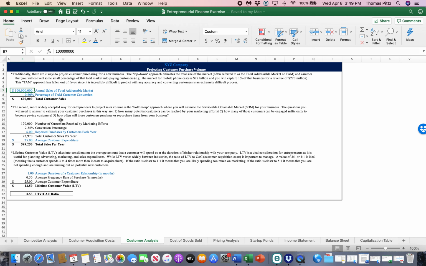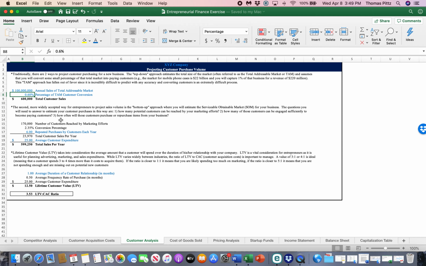So let's say, and I have no idea if this is true, that the total annual sales for the dog treat market are $100 million. You'll need to add that number here for your industry. Then you'll have to come up with a percentage of that total addressable market, of that $100 million, that you think you can steal away and make buy your product instead of whatever they're buying now. We'll take a 0.6% number because it needs to be conservative, and we'll then say that yields $600,000 worth of customer sales each year. Seems reasonable.